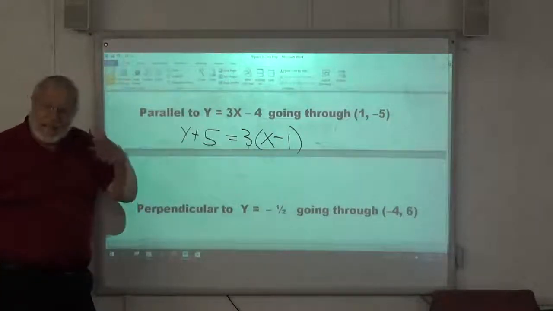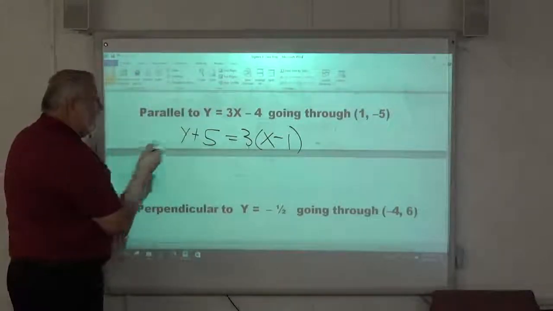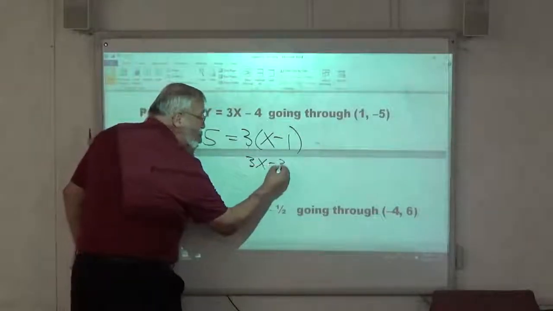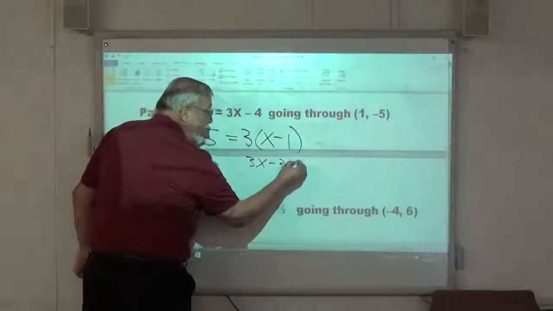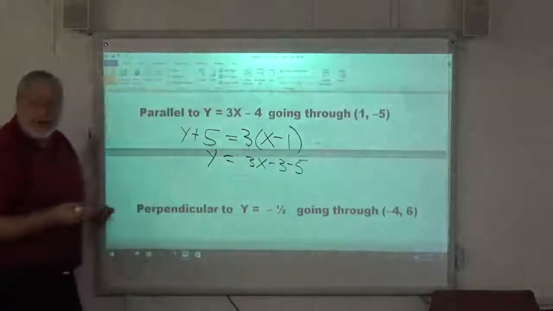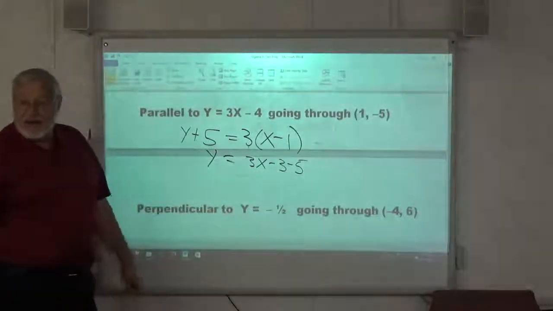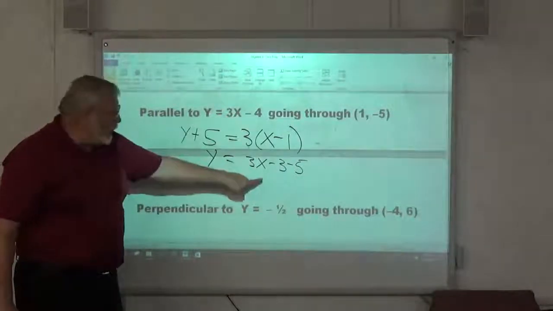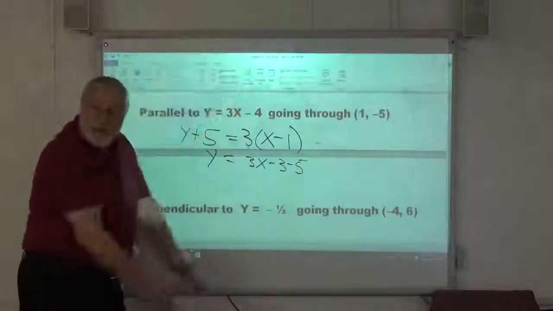First of all, let's get this into a similar form. If I distribute here, I have 3x minus 3, and then if I subtract 5, I get y equals 3x minus how much? What's -3 minus 5? -8. So this equation is going through -4, this equation is going through -8, and they both have a slope of 3.